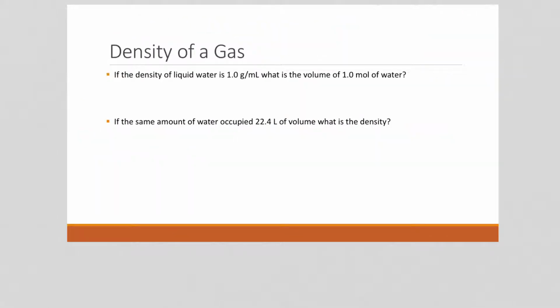So let's talk a little bit more about this idea of the low density of gases and how that comes into play. So let's think about, for example, liquid water, right? And we know liquid water has a density of right around 1 gram per milliliter. And what if I want to calculate the volume of 1 mole of water? So let's remind ourselves that density equals mass over volume. So we need to know the mass of 1 mole of water. Well, if we have 1 mole, that's simply going to be its molar mass, right? So for water, it's going to be 18.02 grams per 1 mole.